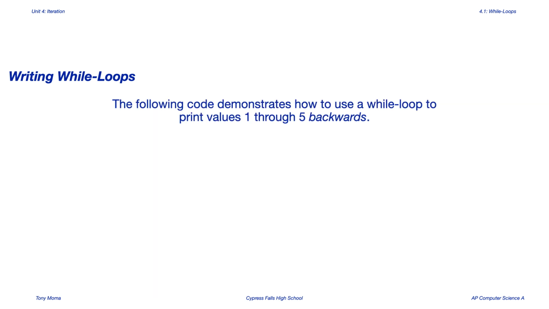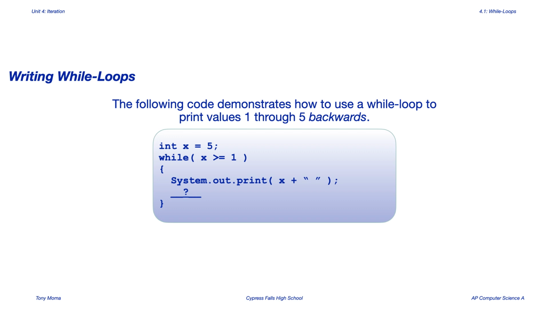Now, the following code demonstrates how to use a while loop to print values 1 through 5 backwards. So, first thing we're going to do is once again declare int variable x, but this time we're going to initialize it to 5. Then in the while loop, our Boolean expression, we're going to say repeat for as long as x is greater than or equal to 1.